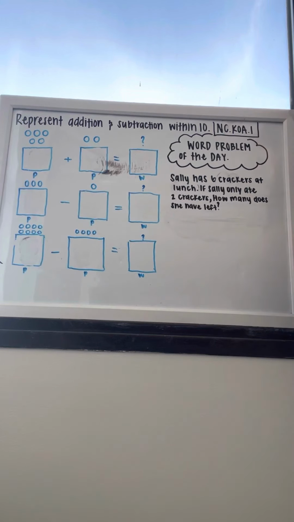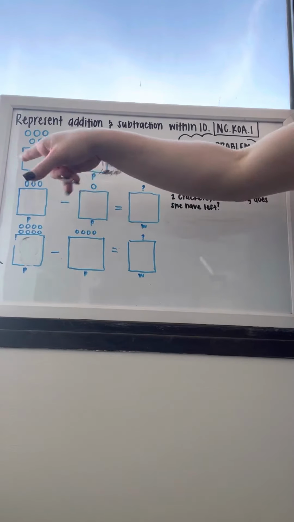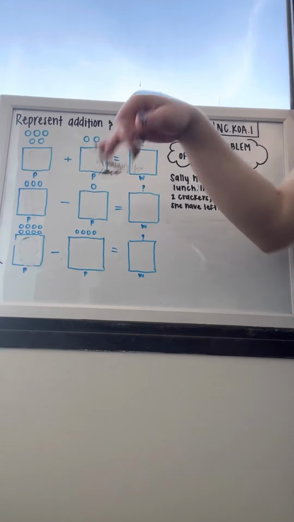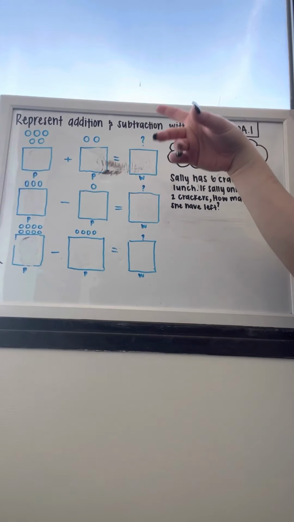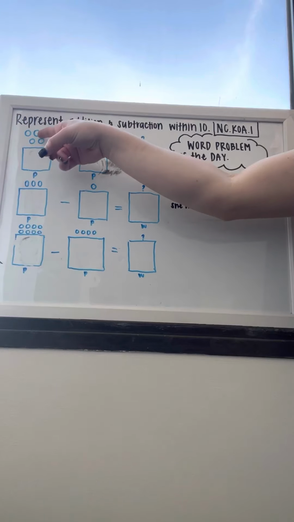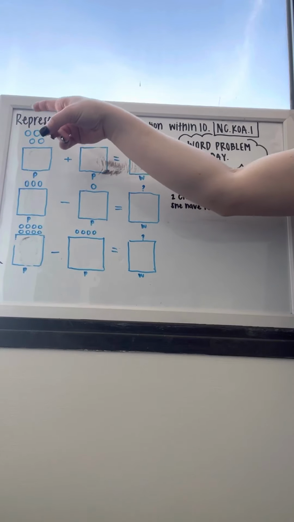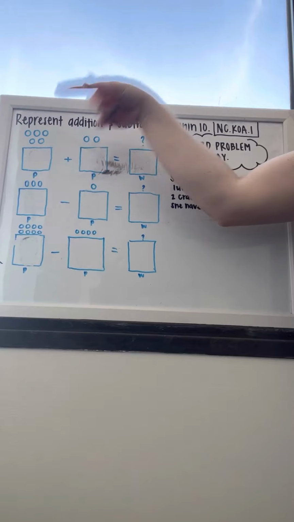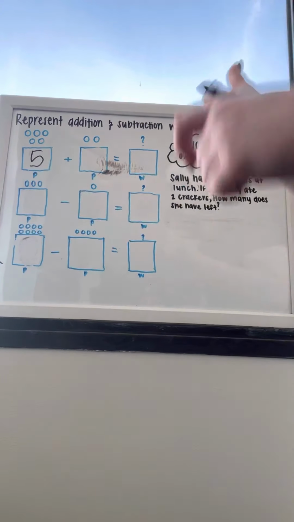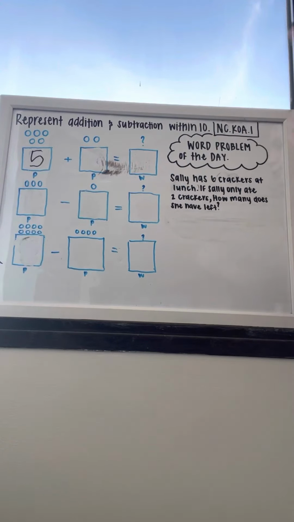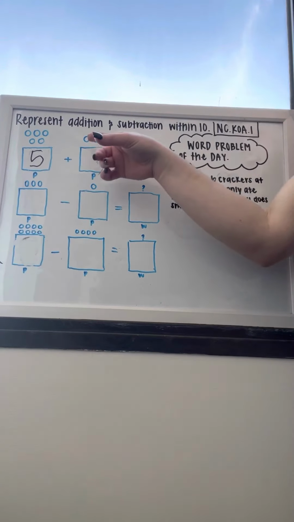So I've written up some problems on here that we're going to solve together to give you guys a little help with that worksheet. Let's look at our first part. Can someone tell me how many circles there are right here? Let's count. 1, 2, 3, 4, 5. Good job. There's 5. So we're going to put 5 in the first box.